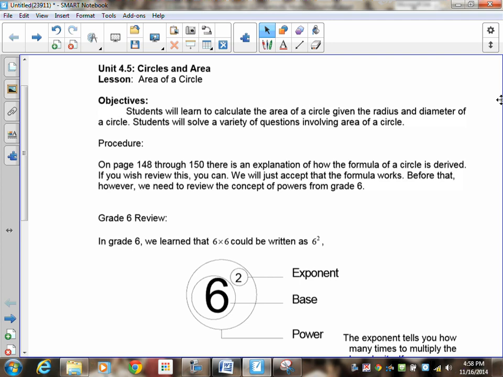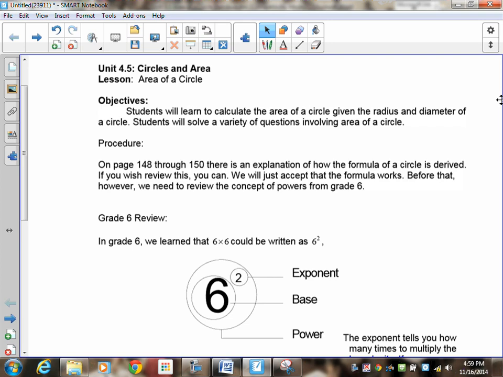So students will learn how to calculate the area of a circle given the radius or the diameter of a circle. And you're going to solve a variety of questions involving the area of a circle. Now we're going to throw in rectangles and other things in here too that we've already worked on. And you would expect to be able to do circles, triangles, rectangles, and squares, and parallelograms all together.